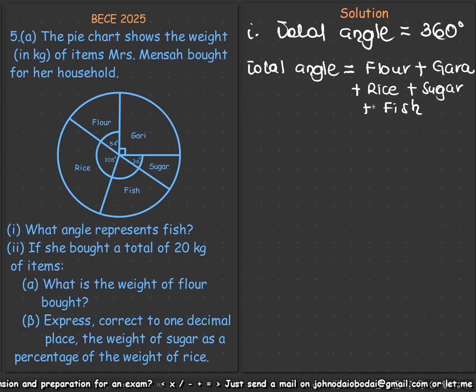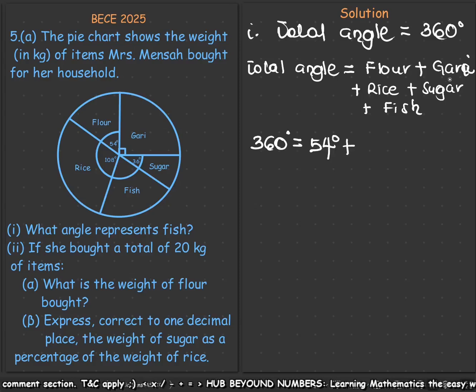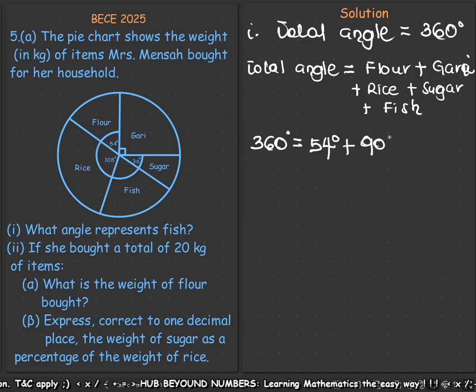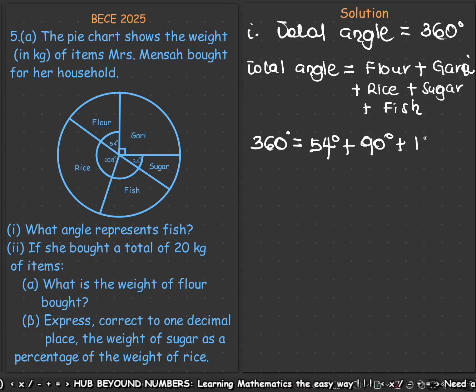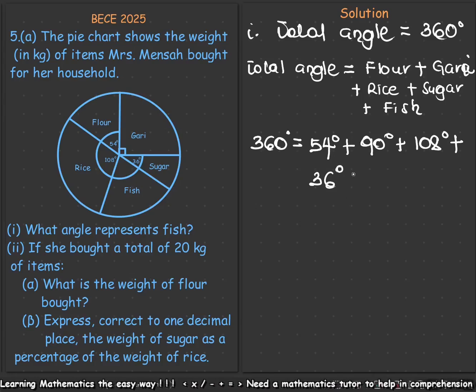Hence, writing an equation, the total angle will be the angle representing flour, the angle representing gari, that of rice, that of sugar, and then that of fish. Substituting, 360 degrees is equal to the angle representing flour, which was 54 degrees, plus that of gari, which is 90 degrees, plus that of rice, 108 degrees, plus that of sugar, which was 36 degrees, and then plus that of fish, which we don't know.